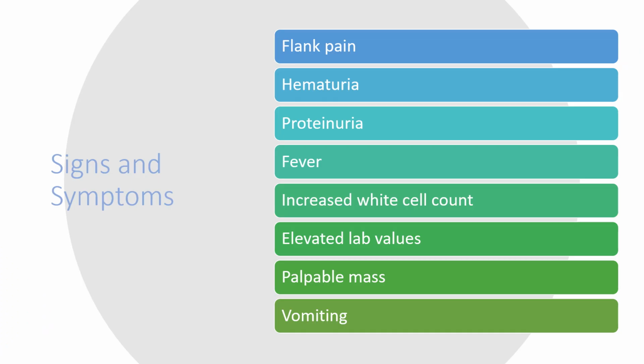Signs and symptoms of kidney disease. Flank pain is going to be one of the main ones if you have a kidney infection. Hematuria, proteinuria, fever, increased white cell count, elevated lab values, palpable masses, sometimes we can actually feel them, and vomiting. Because so many of these clinical symptoms that the patient reports to us, fever, vomiting, pain, those sorts of things, are non-specific for kidney disease in and of itself, we really rely on the lab values to determine that it's renal in origin, and also on the imaging.